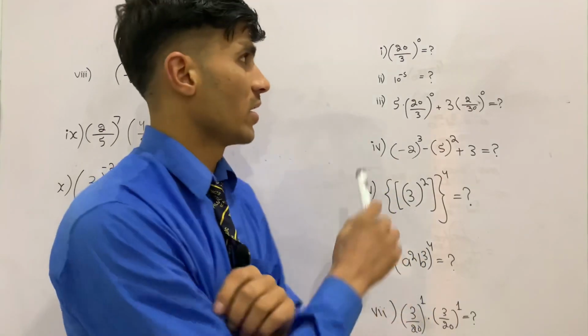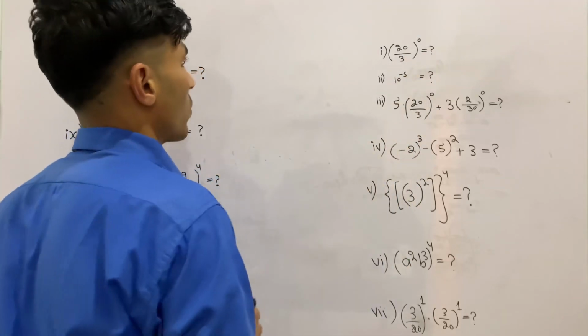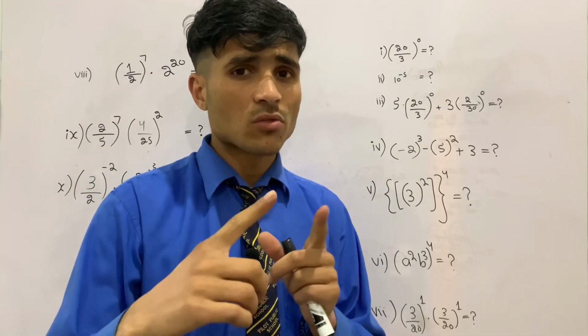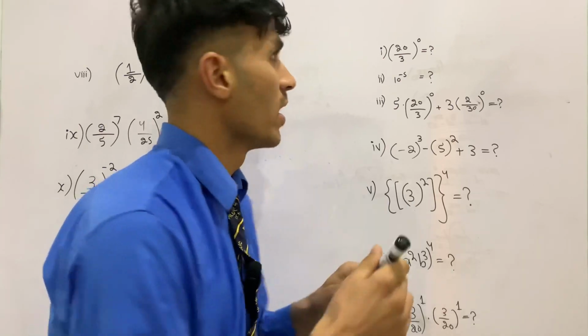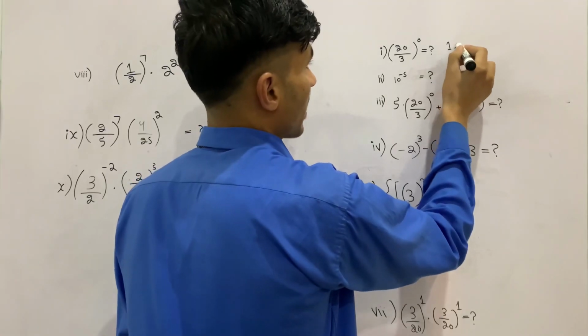So let's get started. Look at the first question. 20 over 3, whole to the power 0. How would you solve it? I told you that anything to the power 0 equals 1. So here, you could write its answer as 1.